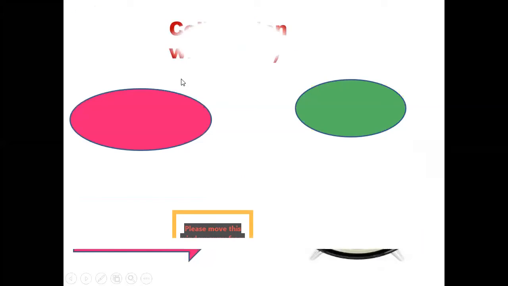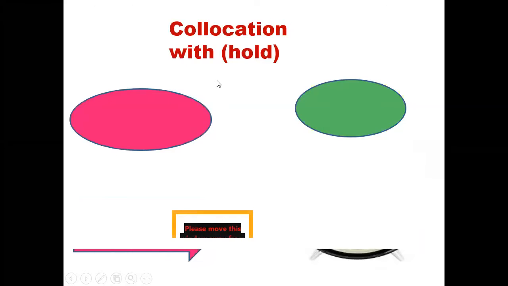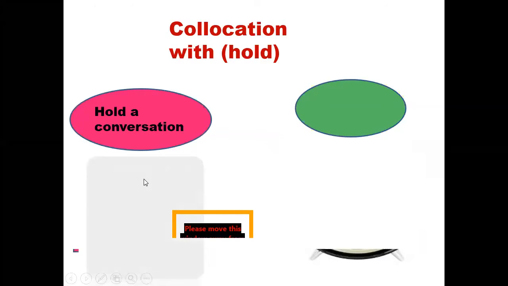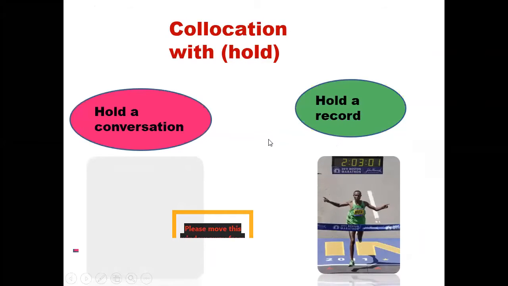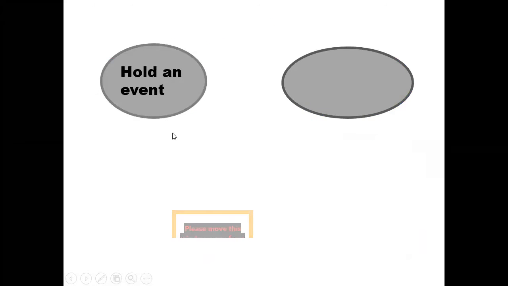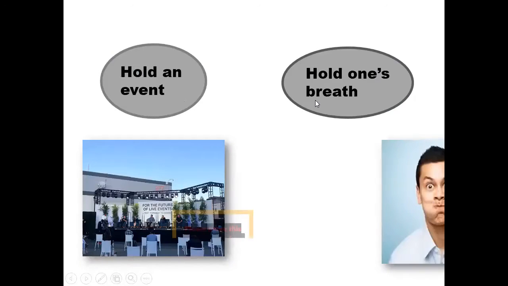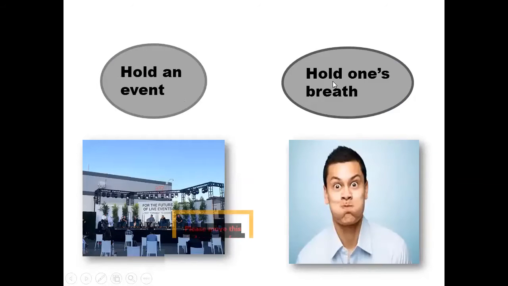Let's take another collocation. Collocation means a group of words go together with the verb hold. Hold a conversation, hold a record. The word record is common between hold and set. Hold an event, to make an event. Hold one's breath, to stop breathing.